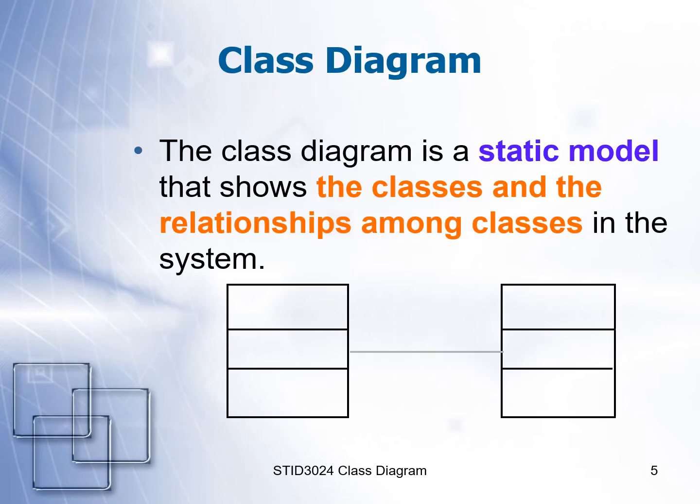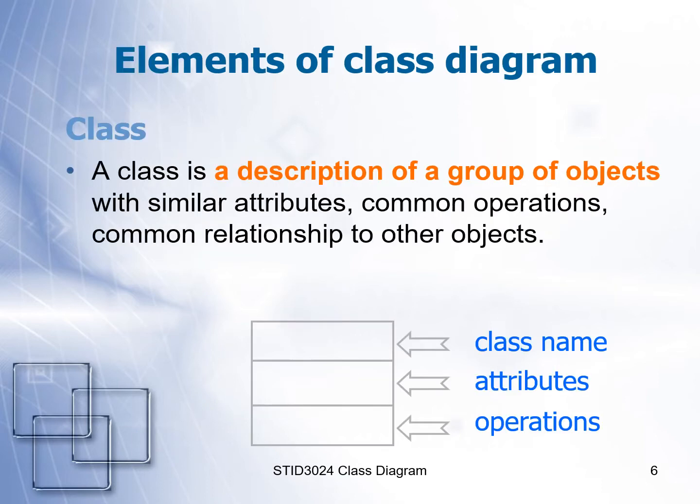So class diagram is actually a static model of UML, whereby it's basically identifying the structure of the system, whereby you identify all the classes that are involved, okay, and the relationship between them. Okay, so a class is basically a description of a group of objects.